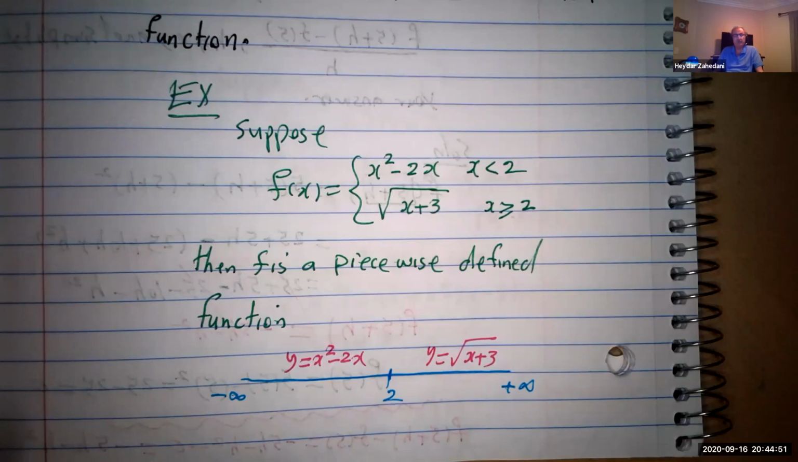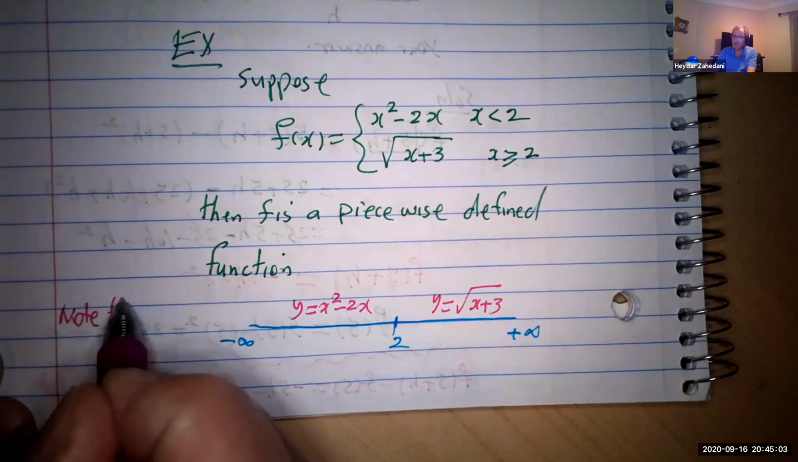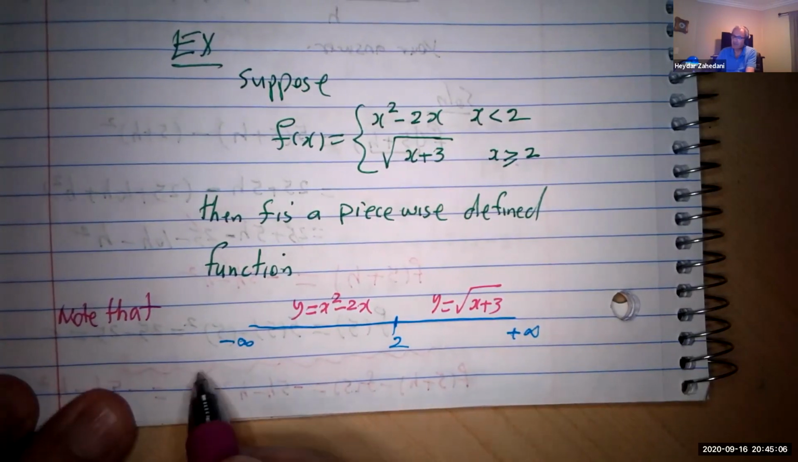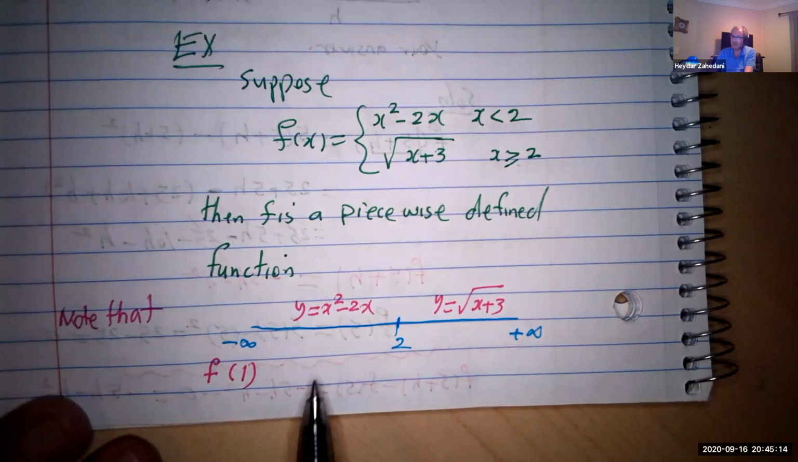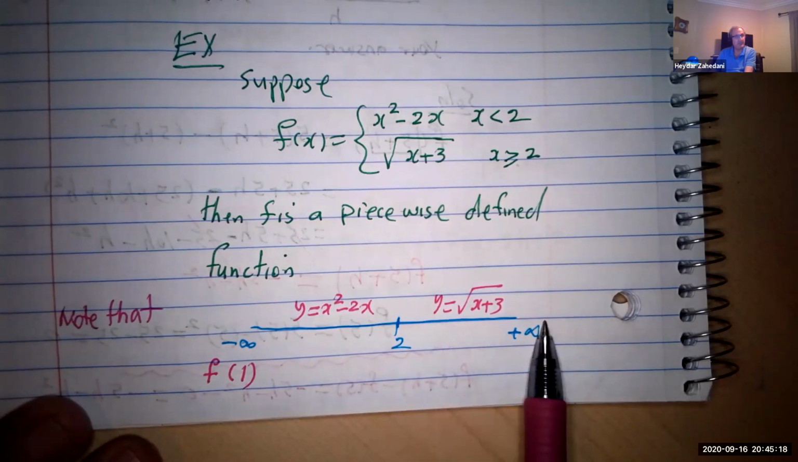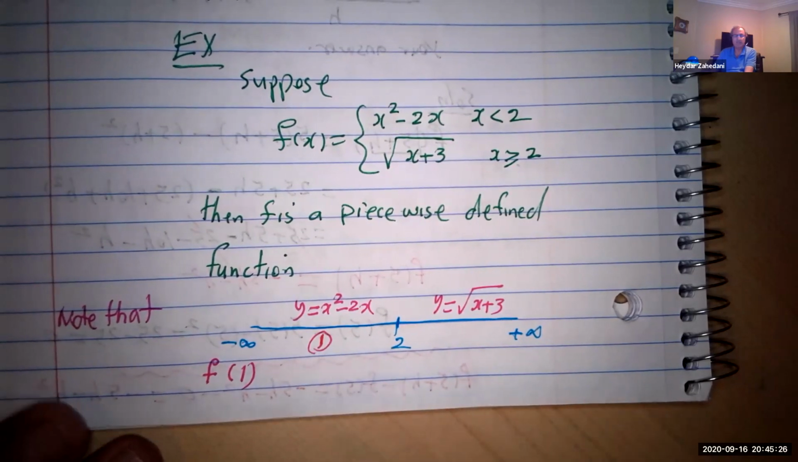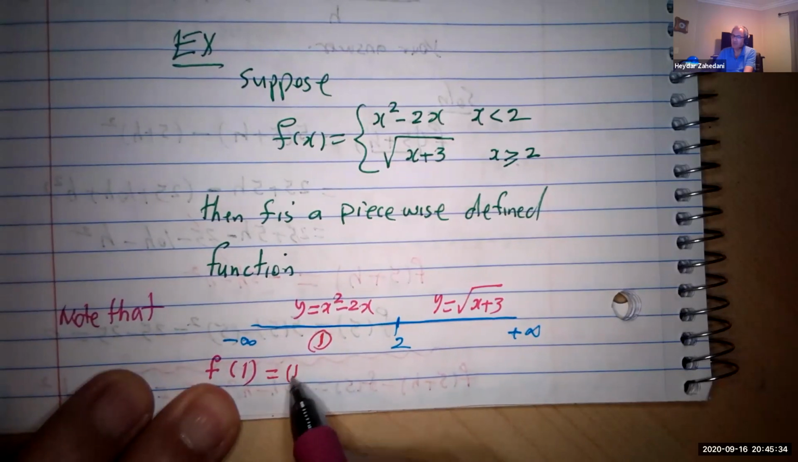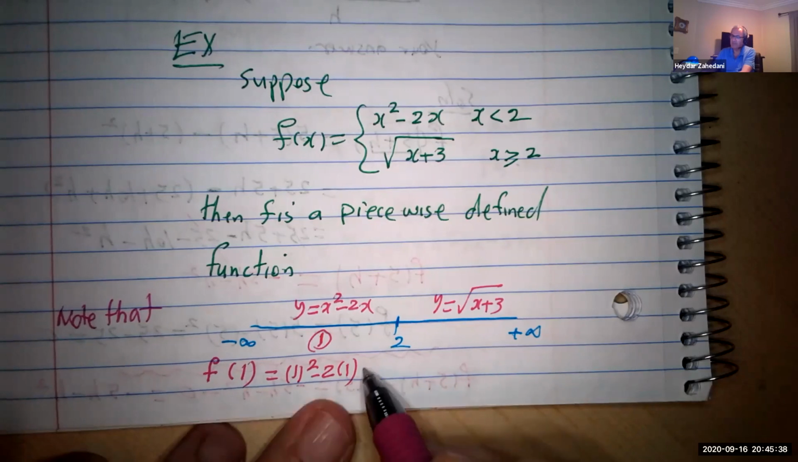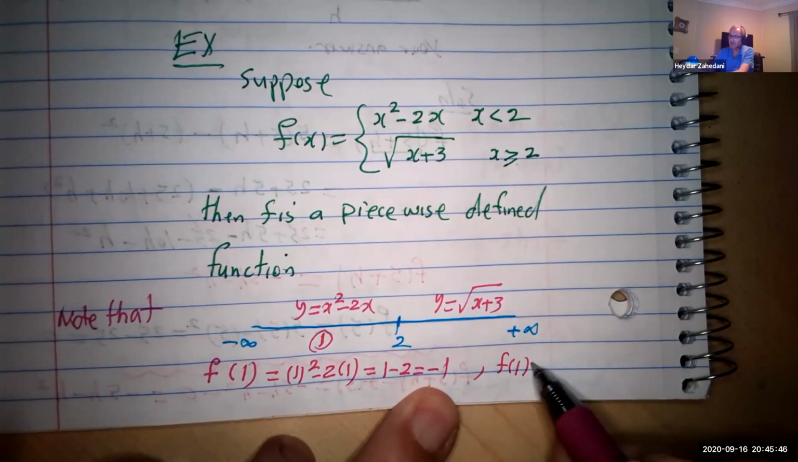Now what we want to do is be able to work with this function, so I would like you to find some values of this function. Suppose you want to find f of 1. You have to check where the 1 is. Is it in the first region or in the second region? 1 is less than 2, so 1 is in the first region. Since it's less than 2, you use this formula. Replace the x, so that gives 1 squared minus 2 times 1, which is 1 minus 2. The result is negative 1. So f of 1 is equal to negative 1.